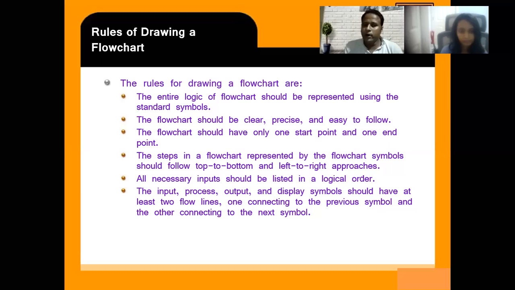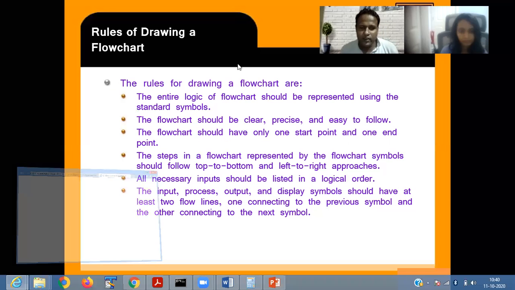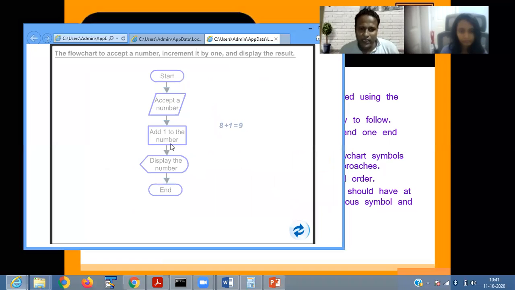The input, process, output, and display symbol should have at least two flow lines. It must contain two flow lines, one connecting to the previous symbol, another connecting to the next symbol. So when we're using the flow chart, every symbol has one connecting to the next and another connecting to the previous. So every flow chart symbol should have two flow lines.